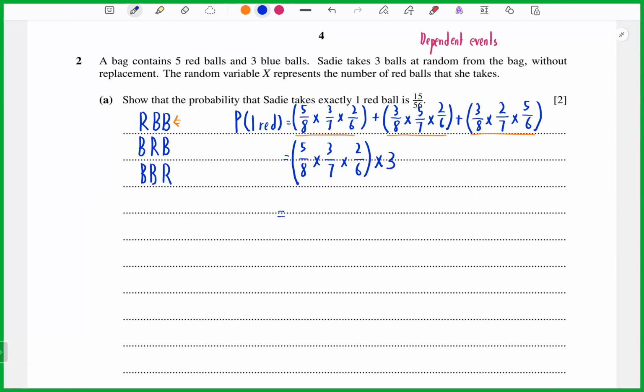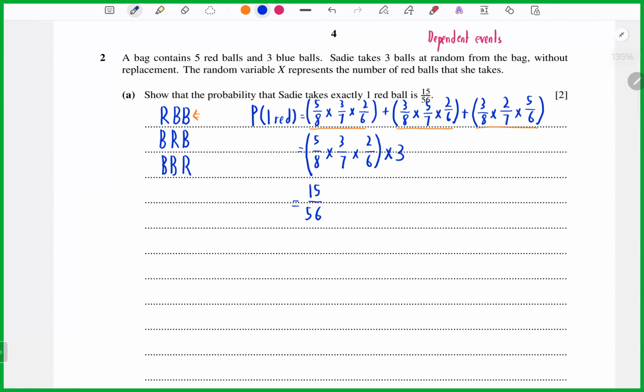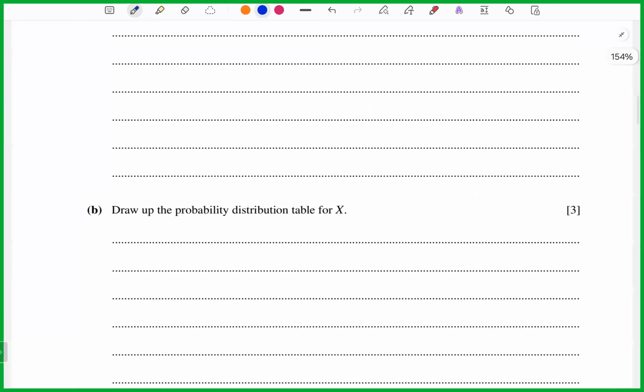Okay, so you will get 15 over 56, or you can also write it in decimal places. Okay, sorry, I wrote it wrongly. So let's go into question B.